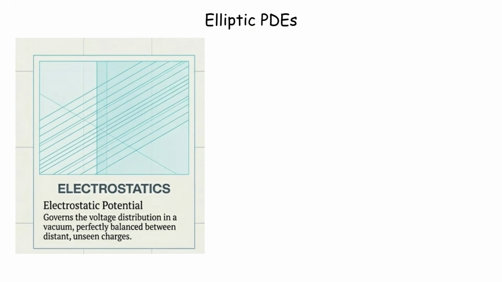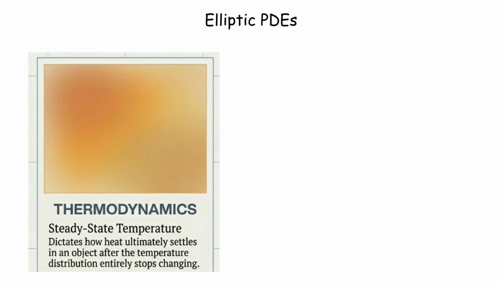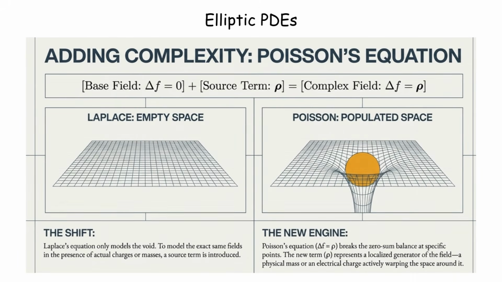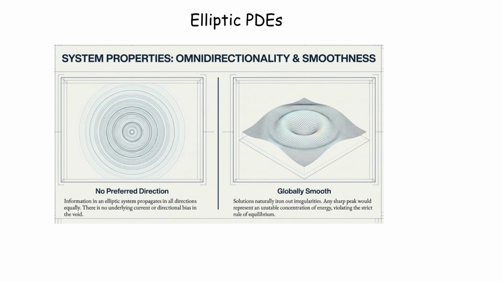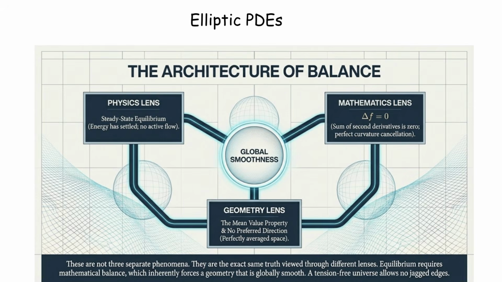Laplace's equation governs electrostatic potential in empty space, steady-state temperature distributions, and the behavior of gravitational fields. Its close relative, Poisson's equation, adds a source term and describes the same fields in the presence of charges or masses. Elliptic PDEs have no preferred direction. Information propagates in all directions equally, and solutions are globally smooth.